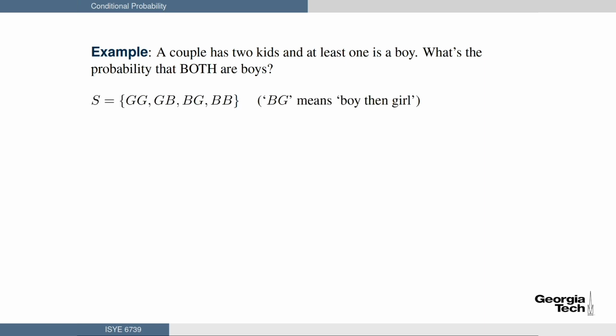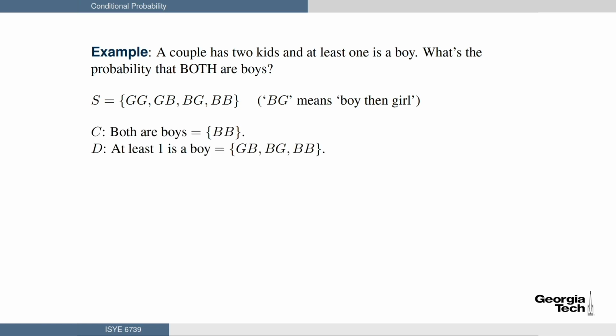Here's the sample space, all sequences of boys and girls. So girl, girl, girl, boy, boy, girl, boy, boy. Where, for instance, BG means we had a boy first and then a girl. So I'll let C be the event that both are boys, boy, boy, and we'll let D be the event that at least one is a boy. So girl, boy, boy, girl, boy, boy. And here's how we calculate the relevant probability.